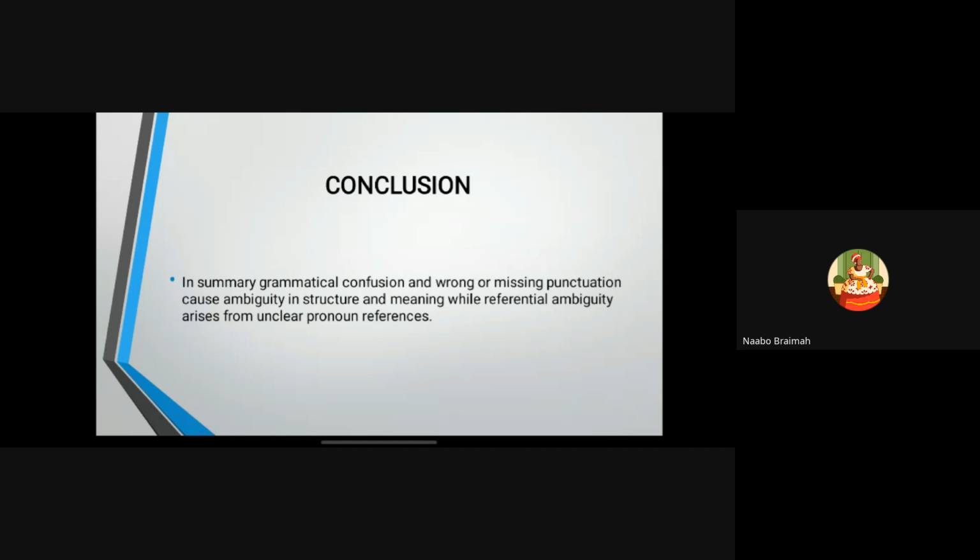So in summary, grammatical confusion and wrong or missing punctuation cause ambiguity in structure and meaning, while reference ambiguity arises from unclear pronoun references. This is what we were able to gather for the question given to us.